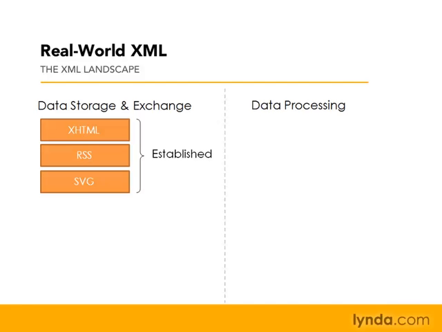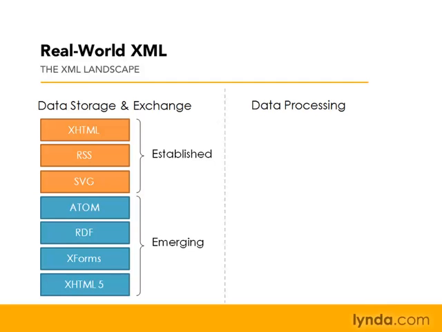In the data storage and exchange side, we have some established standards like XHTML and RSS and SVG. We'll cover RSS a little bit later in this course. RSS is essentially a way of syndicating content that changes over time. And you're probably familiar with RSS by reading blogs, for example. SVG stands for Scalable Vector Graphics, and that's an XML syntax that describes drawings made using vectors, such as Illustrator files.